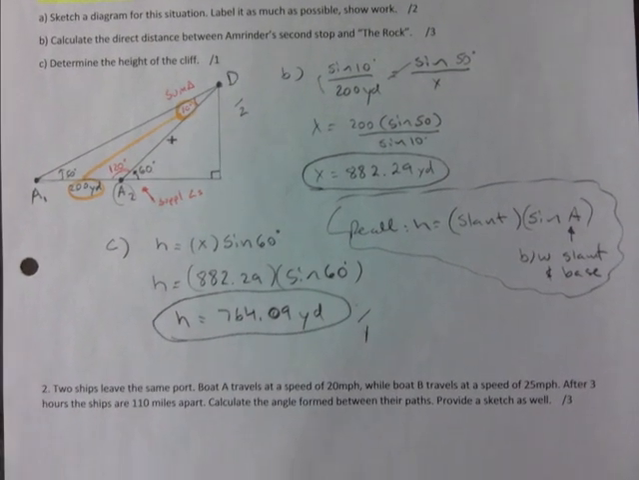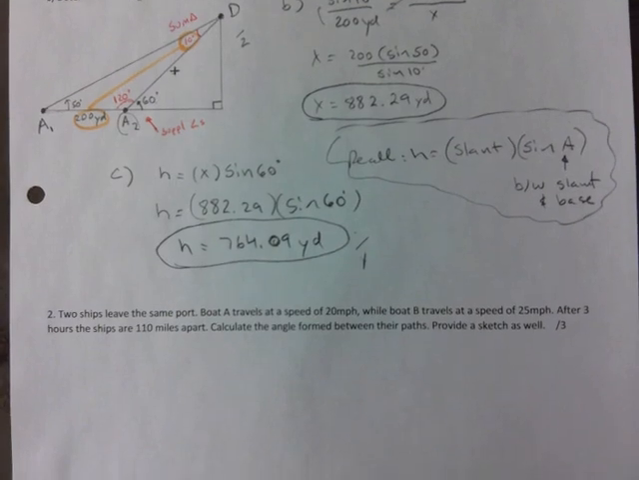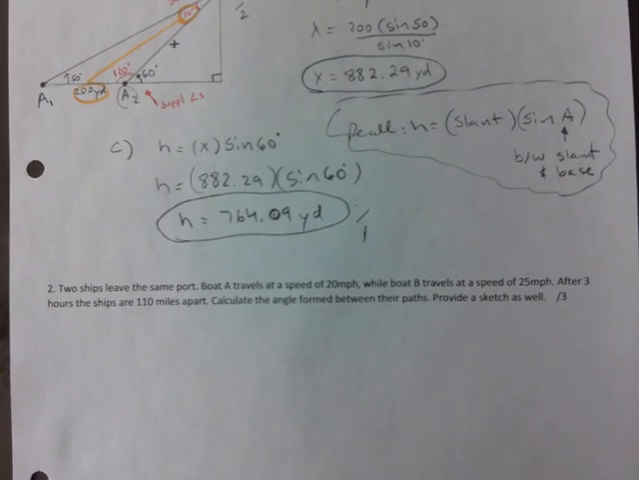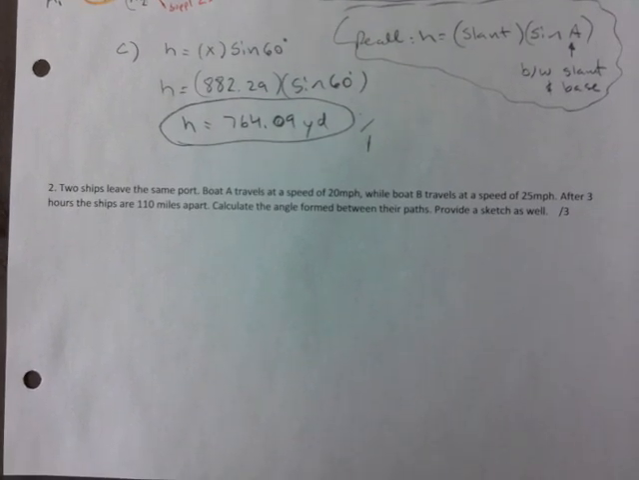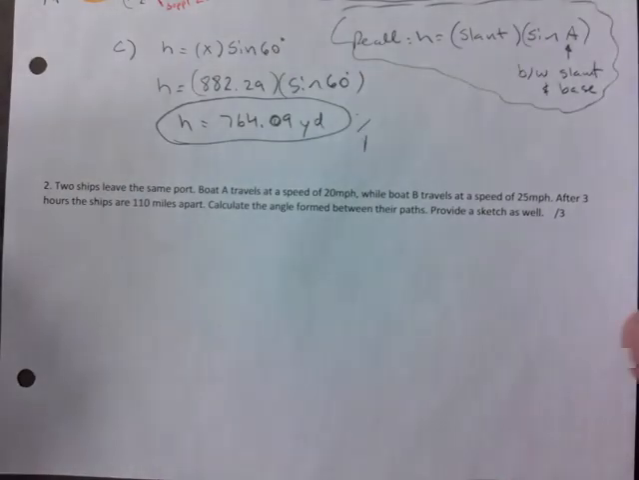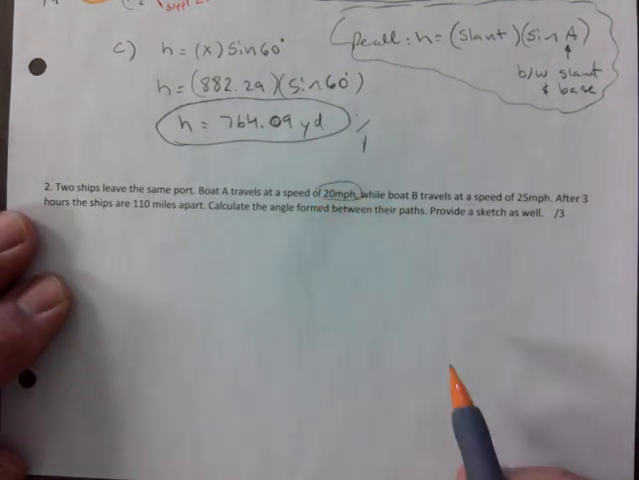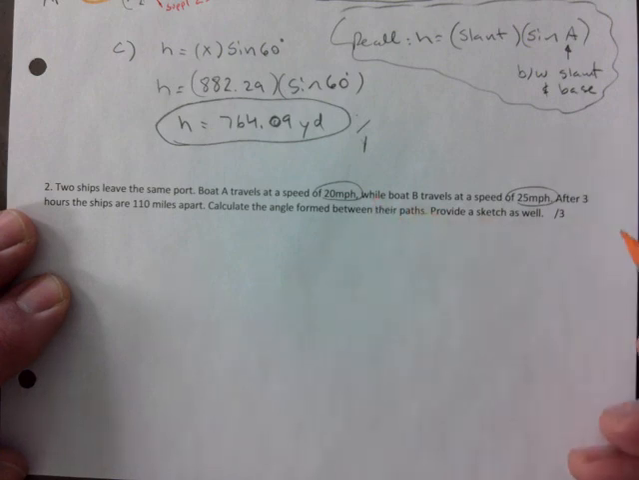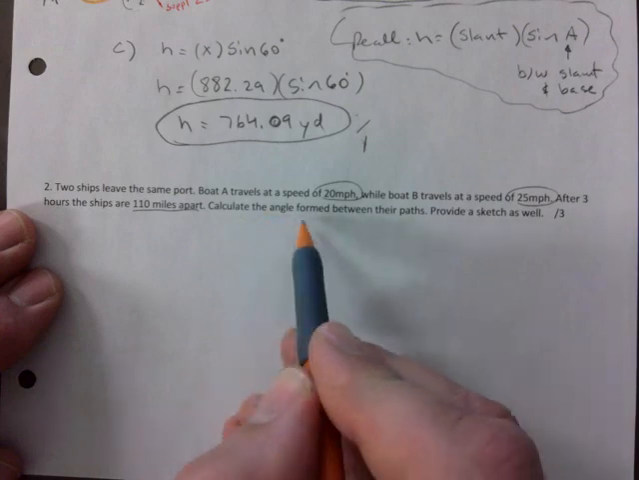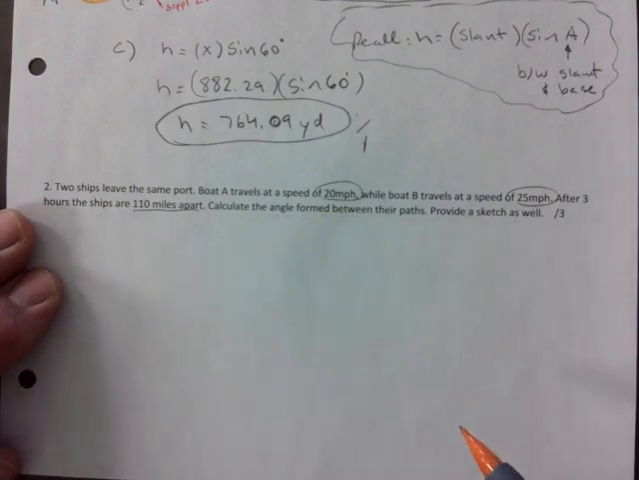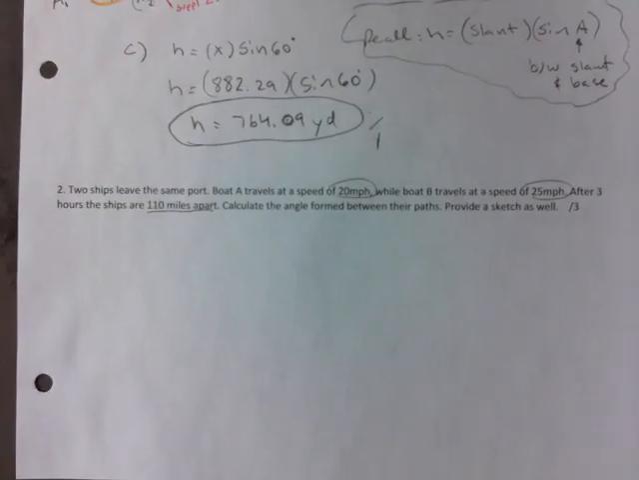So that's one of these scenarios. I'm going to the next question here, because two ships leave the same port. Boat A travels at 20 miles per hour. Boat B travels at 25 miles per hour. Okay. After 3 hours, they're 110 miles apart. Calculate the angle formed between their paths. Provide a sketch as well.